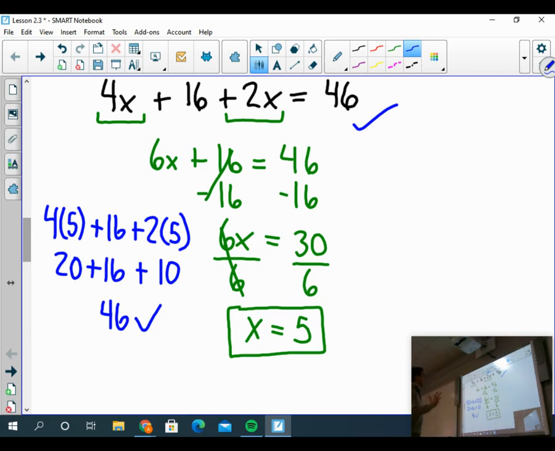So the big moral of the story here is that when we can, to simplify more complex multi-step equations, we always want to watch out for like terms. If we can combine like terms, always start by doing that. And when we do that, what we see is we just end up with a 2.2 equation, which we've already seen how to solve. So that'll conclude part 1 for the 2.3 video.